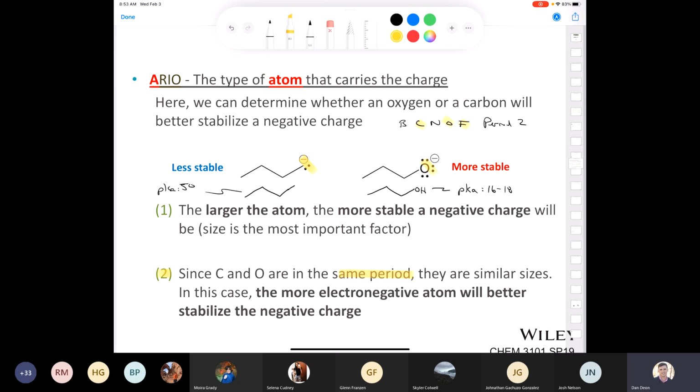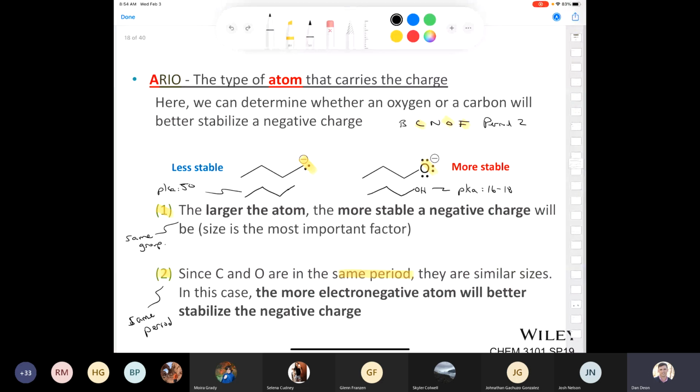Now, I'm sorry that I put it in this order. It's kind of a goofy order because it's in reverse. It says here, the larger the atom, the more stable the negative charge. This only comes into play when we're talking about negative charges on elements in the same group. So same group. I should go back in and fix this. And this one here is in the same period. Since carbon and oxygen are in the same period, for this example we're using rule 2.